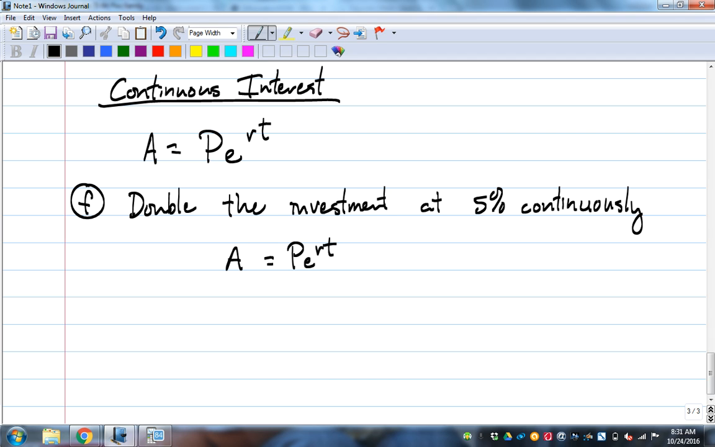Now, if they said double my investment, well, how much did I invest at the beginning? What's the easiest number to double? What if I invest $1? That's the easiest thing I can do. Because then, what's my account worth if I double it? $2. Make it easy on yourself.